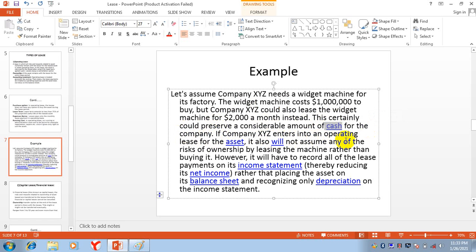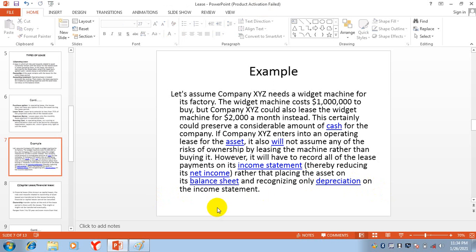If company XYZ enters into an operating lease for the asset, it also will not assume any of the risk of ownership by leasing the machine rather than buying it. Now, if they lease it, it will be beneficial for them. However, it will have to record all of the lease payments on its income statement, thereby reducing its net income, rather than placing the asset on its balance sheet and recognizing only depreciation on the income statement. But if they purchase that asset, it will come into the balance sheet and they will charge only the depreciation expense in the income statement. Then there will be no rental expenses, only depreciation expenses.